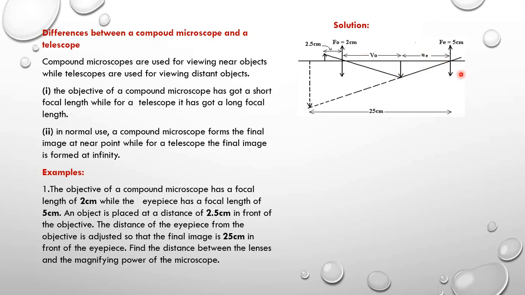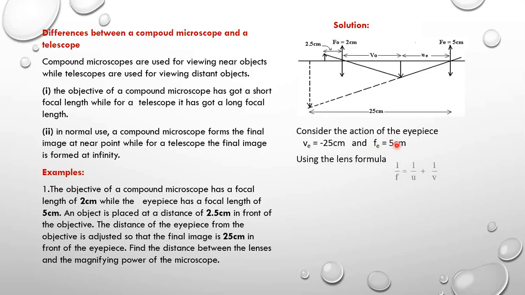So how do we get UE? Remember we have F here, we have the V. So we can get UE using the formula. Considering the action of the eyepiece, VE is going to be negative 25, and F is 5. Using the formula 1 over F is equal to 1 over U plus 1 over V, when we substitute and make UE the subject, we shall get UE as 4.167, which is approximately 4.2 centimeters.